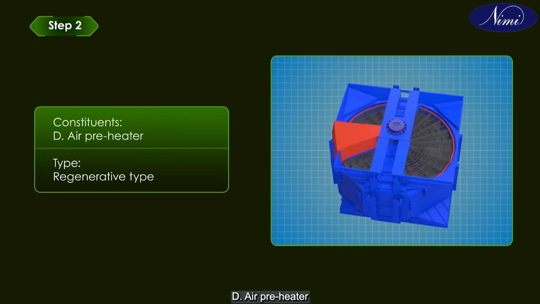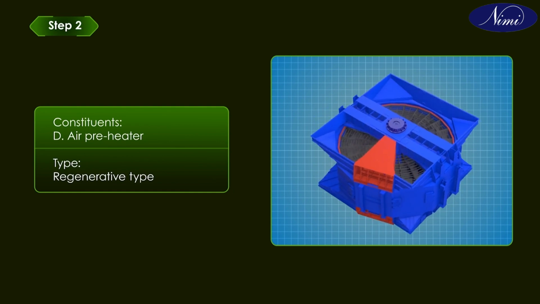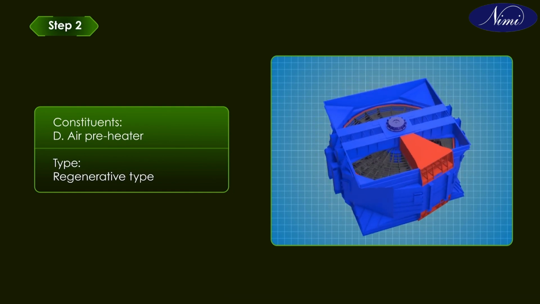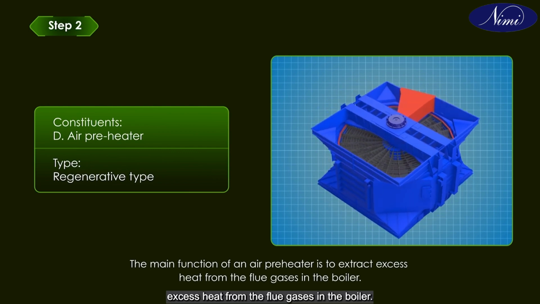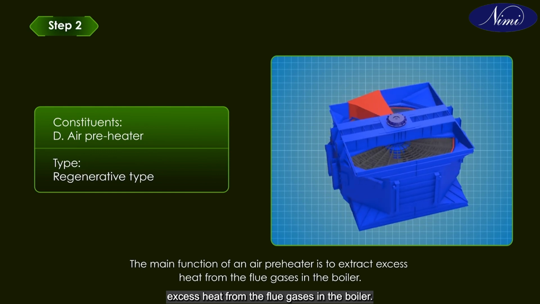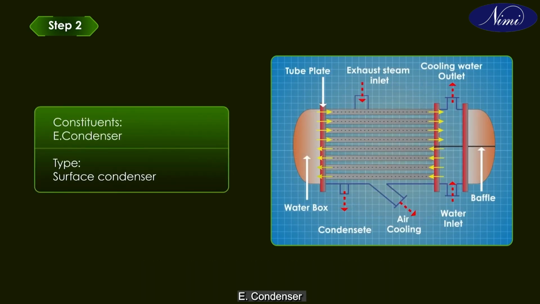D. Air preheater. Regenerative type. The main function of an air preheater is to extract excess heat from the flue gases in the boiler. E. Condenser. Surface condenser.